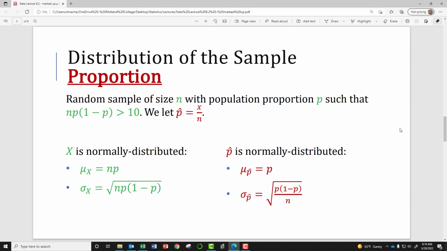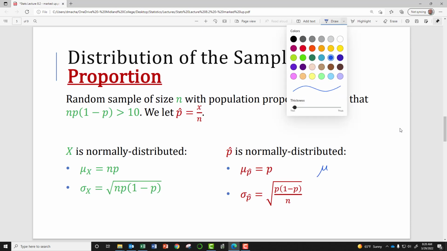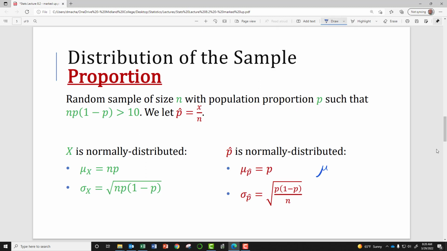And what I want you to notice about the formula for the mean and the standard deviation here is that this mean, the Greek letter lowercase mu means mean, right? This population mean of p hat is just going to be equal to the population mean of your x random variable divided by n, because that is what p hat is, it's x divided by n. So then this formula for mu sub x was n times p, and whenever I divide by n, the n's cancel, and this is p. So that's how I arrived at this formula. Remembering that p hat is my sample proportion.